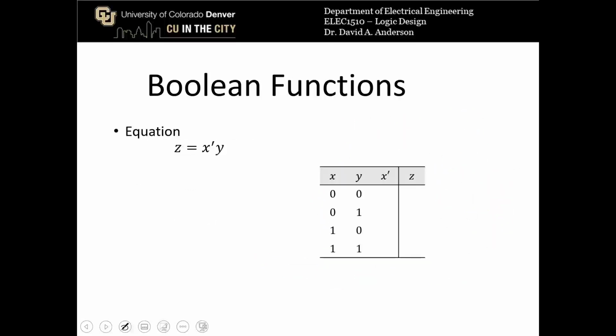So let's look at a more complicated Boolean function, z equals x prime y. So this is where we are performing the AND of x prime and y. X prime, again, is the opposite of x. So that means that whenever x is 0, x prime is 1. And whenever x is 1, x prime is 0.